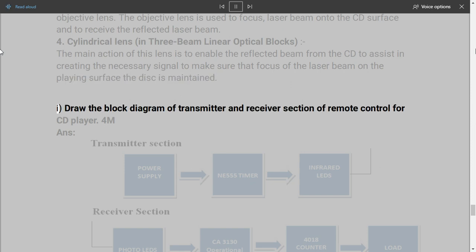Draw the block diagram of the transmitter and receiver section of the remote control for a CD player.